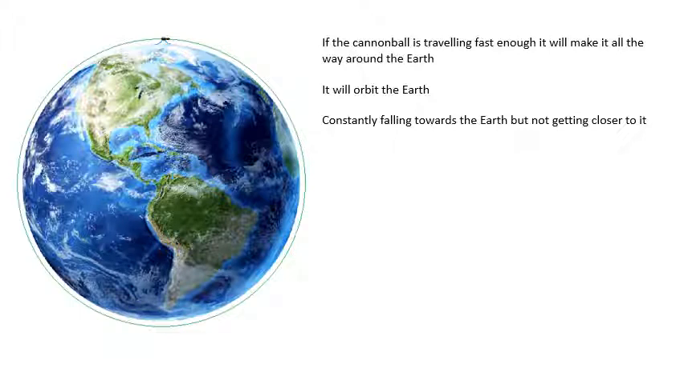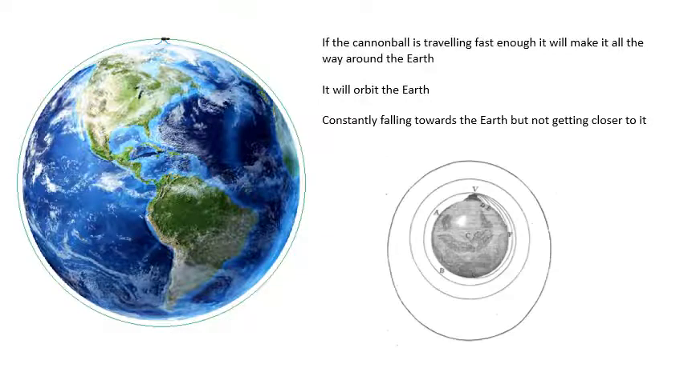Ignoring air resistance, to do this, it would have to be traveling at about 8 kilometers a second, and it would take about 88 minutes to go all the way around the Earth. It's constantly falling towards the Earth, but not getting any closer to the Earth. Now, this idea of the cannonball is actually Isaac Newton's, and this is from one of his Principia books, and it's exactly the same argument as I've just given you now.